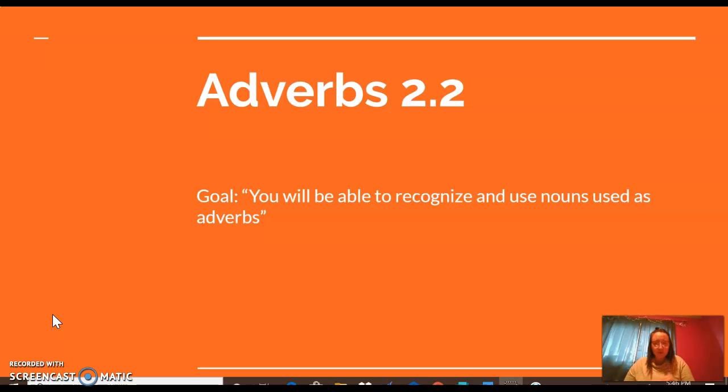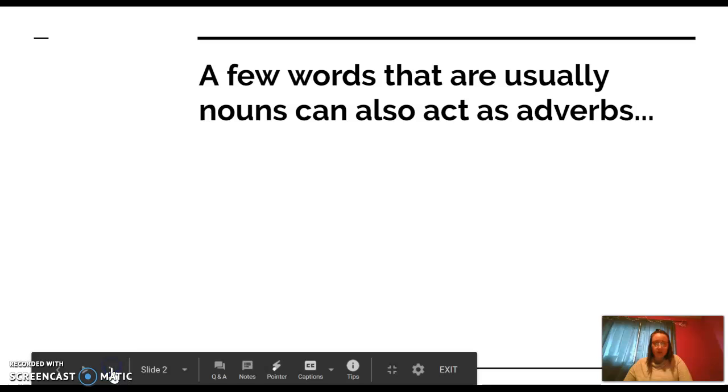Moving on. Adverbs 2.2. The goal for today is to be able to recognize and use nouns as adverbs. And I will say this is a very short concept. I say concept because it's not a short or unimportant lesson. It's just a short concept in the sense that it's really a limited sphere of how this particular rule is used. So going forward, just know that this is only going to be 5 to 6 minutes, but you're going to have to refer back to it a few times to do your practice assignments.